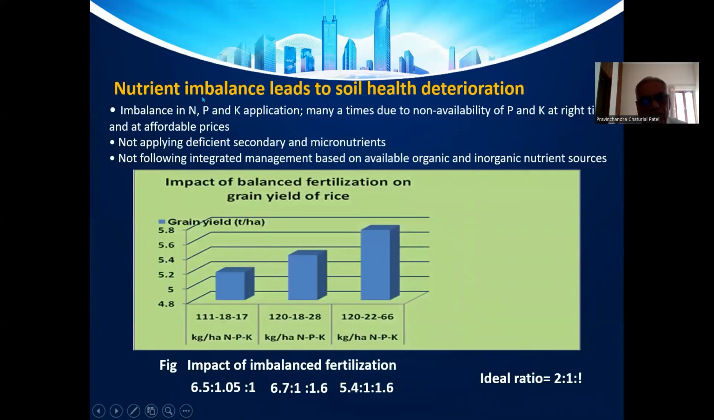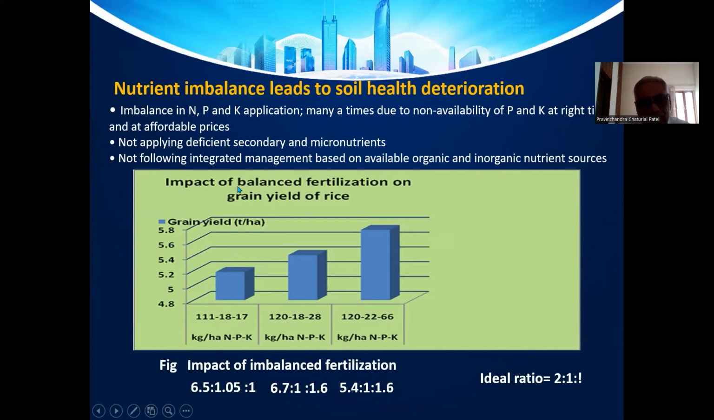So you can see here, nutrient imbalance leads to soil health deterioration. Imbalance in nitrogen, phosphorus, and potassium application, many a time due to non-availability of phosphorus and potassium at the right time and at affordable prices. Not applying deficient secondary and micronutrients because they have not carried out soil analysis. Then how will they apply the deficient secondary nutrients or micronutrients? Not following integrated management based on available organic and inorganic nutrient sources.